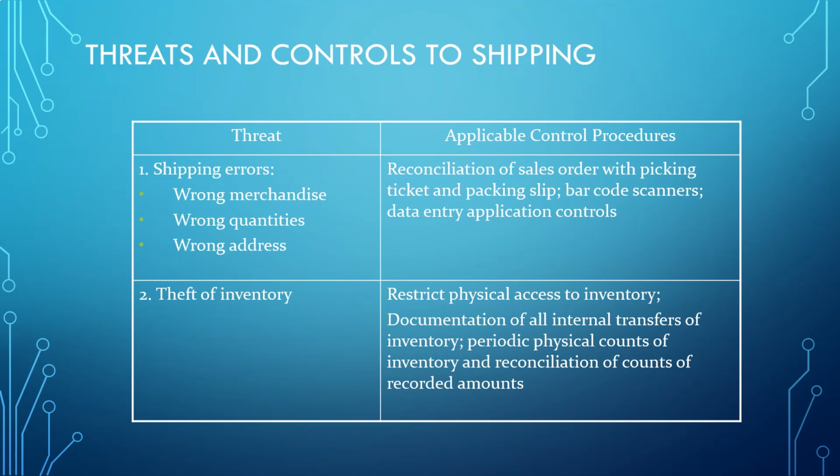The table on this slide lists the threats to shipping and applicable control procedures. For example, to avoid shipping errors such as wrong merchandise, wrong quantities, or wrong address, the sales order will be compared and confirmed with picking tickets and packing slips. Barcode scanners can be used to confirm what was ordered with what will be shipped. In addition, now with the new technology, RFIDs can also be used to confirm the order.